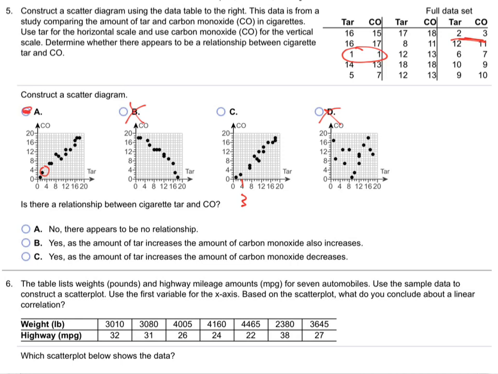Yeah, I think it's A. Just a couple points. A. All right. Is there a relationship between cigarette tar and carbon monoxide levels? Yes. Looks like it. Looks like a line, doesn't it? Yes, the amount of tar increases, the amount of carbon monoxide also increases. Yeah, they increase together, huh? That's right. Good. Looks like it.